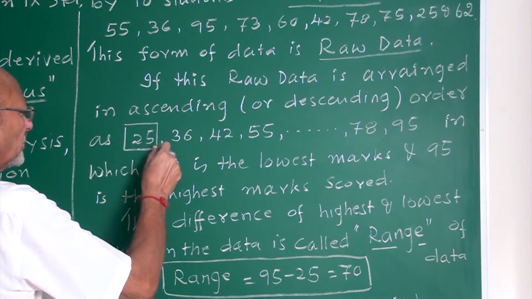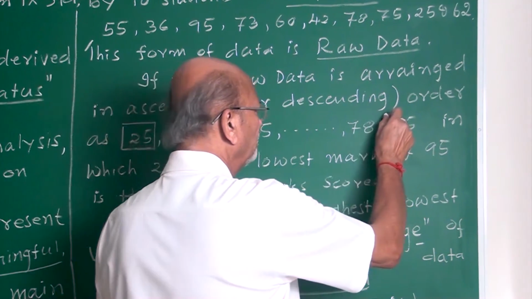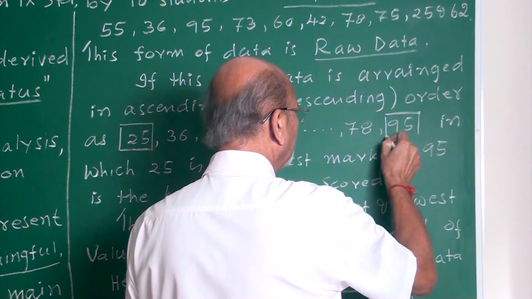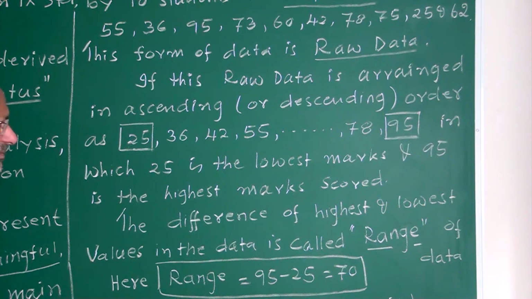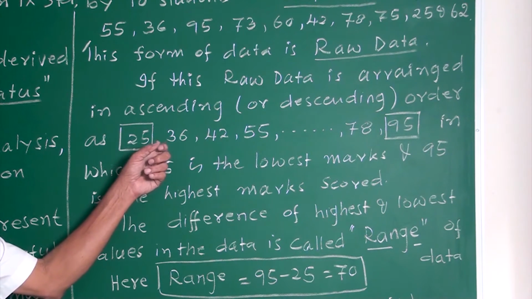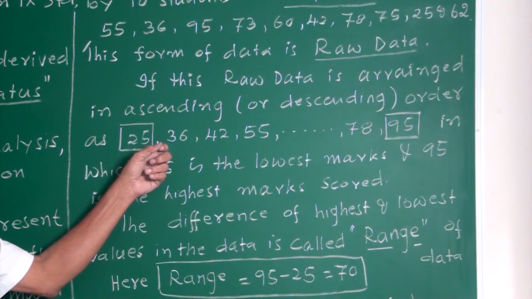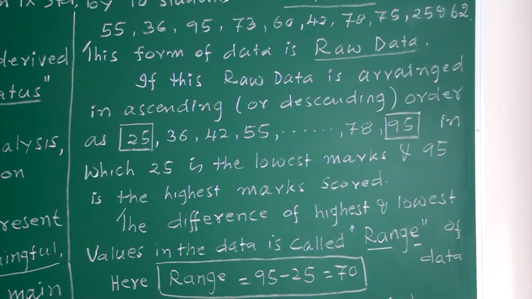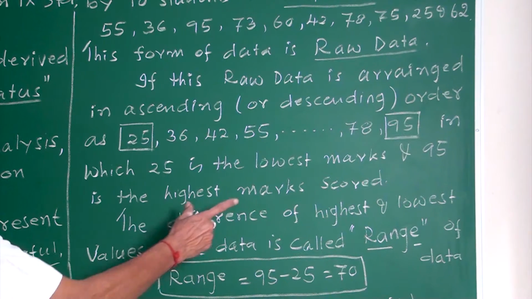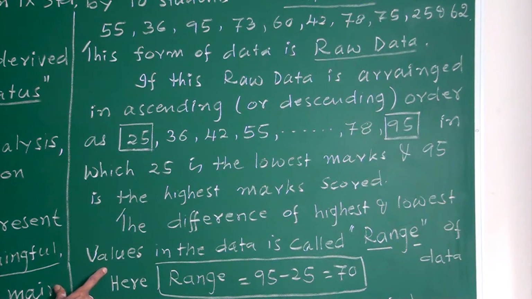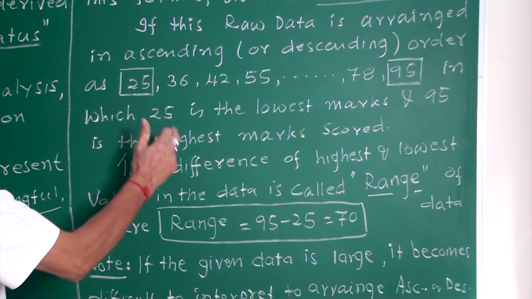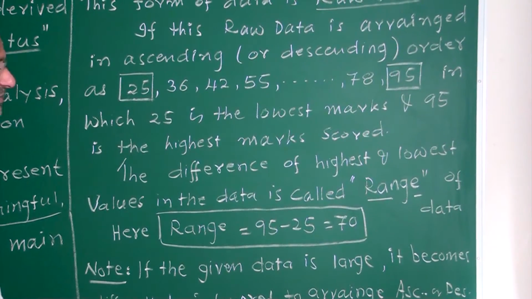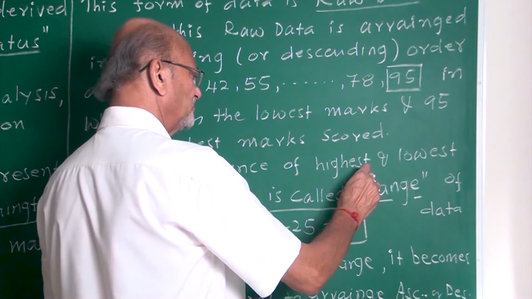25 is the lowest marks scored, and 95 is the highest marks scored. If you arrange them in ascending or descending order, you come to know the lowest and the highest marks scored by the students. The difference between the highest and lowest values in the data is known as the range of the data.